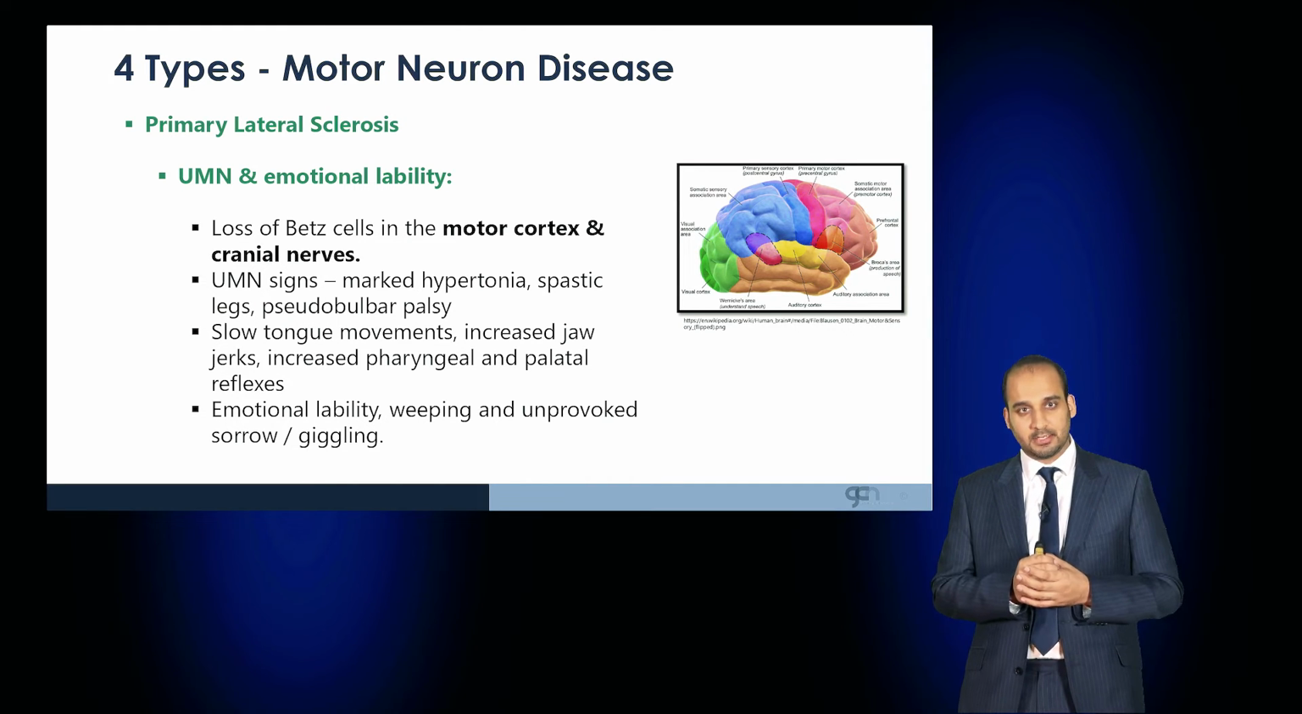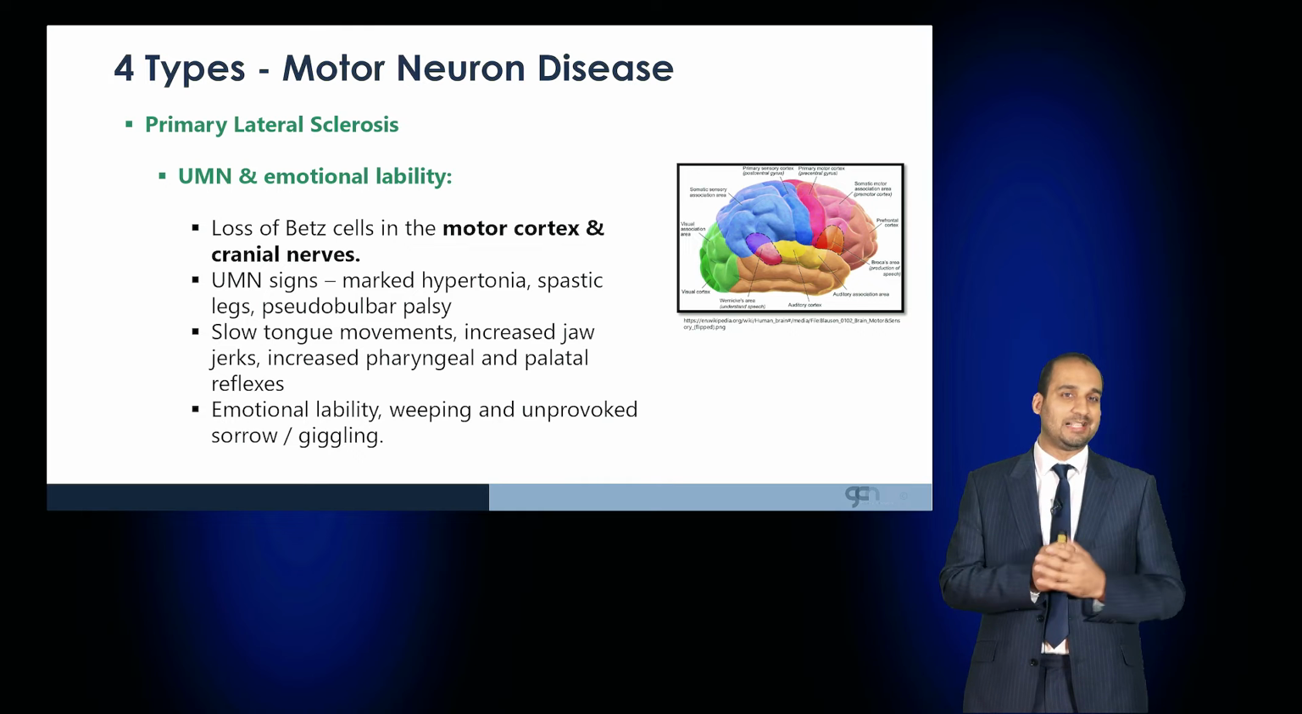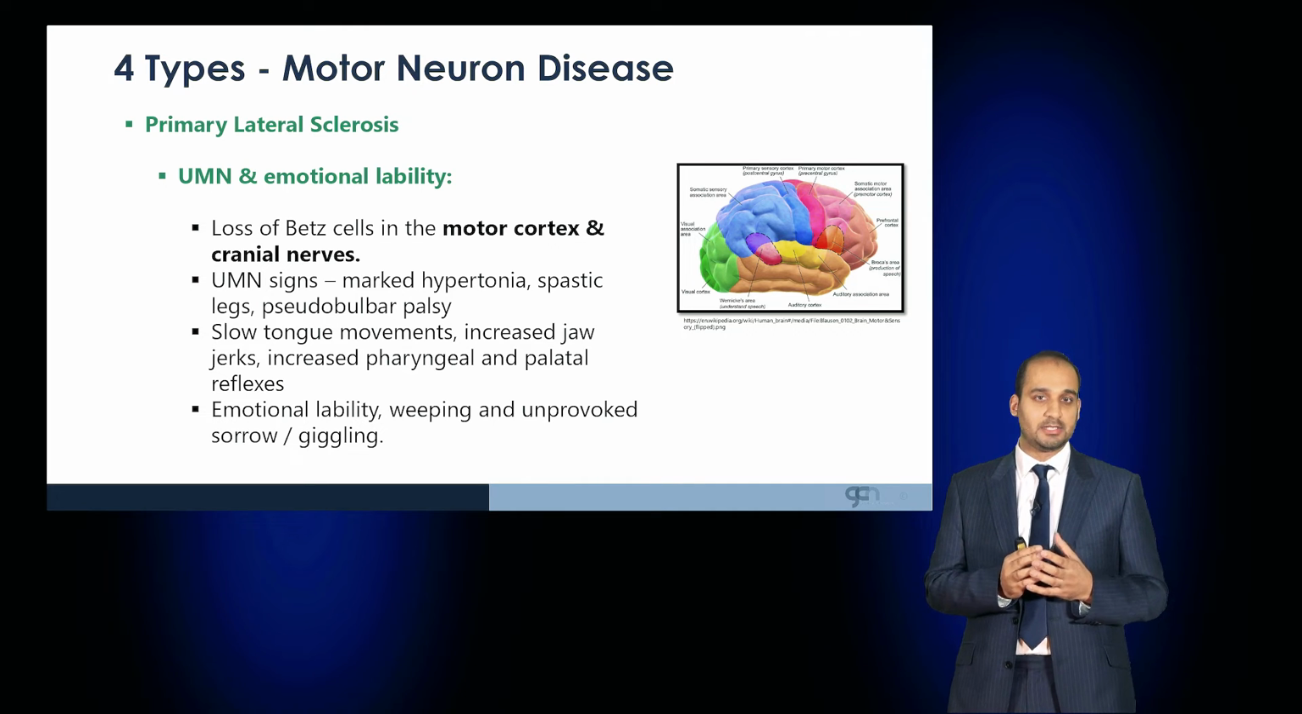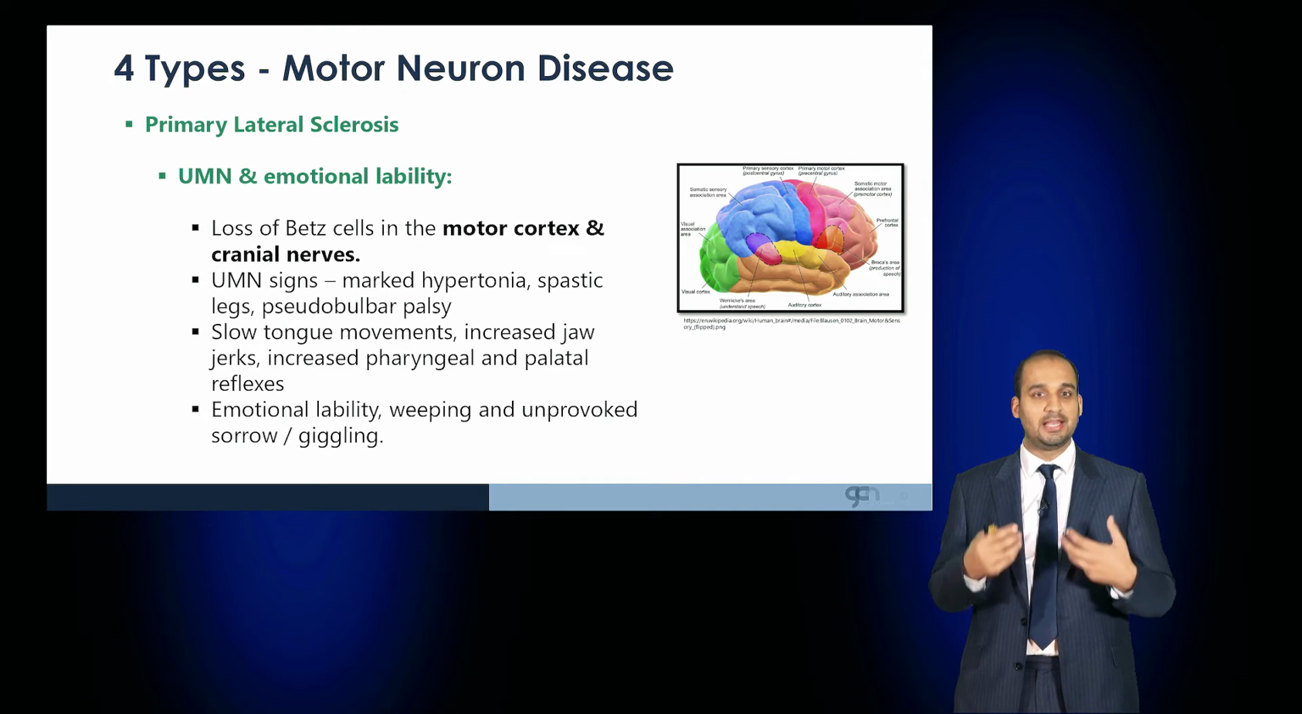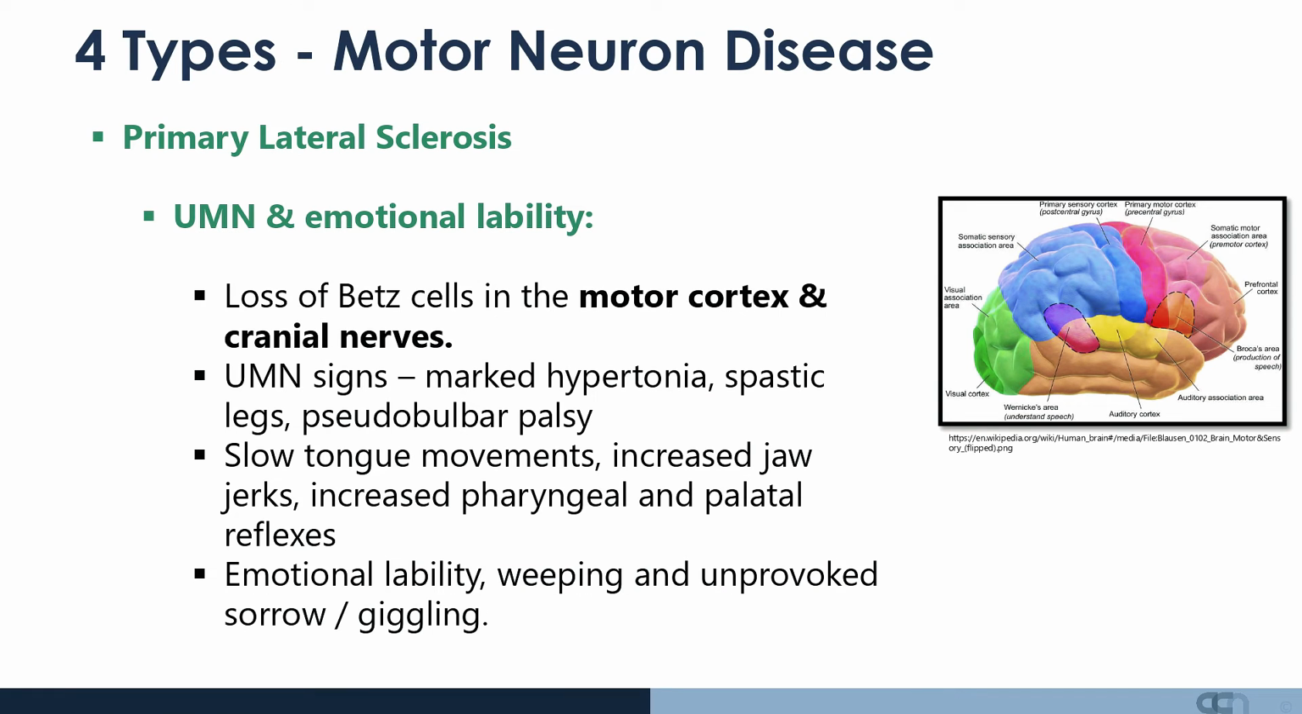In primary lateral sclerosis, there is a loss of the Betz cells in the motor cortex and the cranial nerves. So patients present with hypertonia, spasticity, pseudobulbar palsy, as well as slow tongue movements and increased jaw jerks and pharyngeal and palatal reflexes. They will also have emotional lability with weeping and unprovoked sorrowing or giggling.